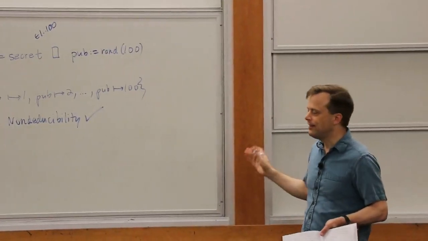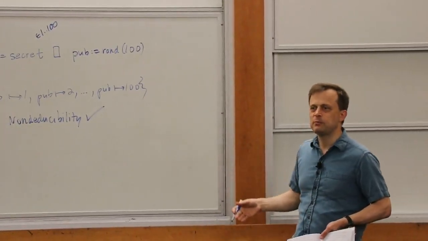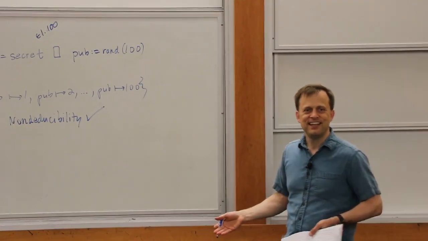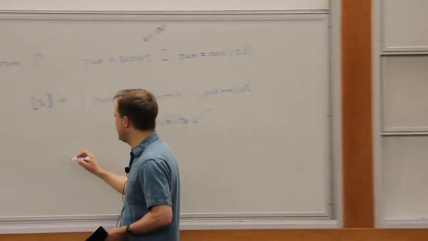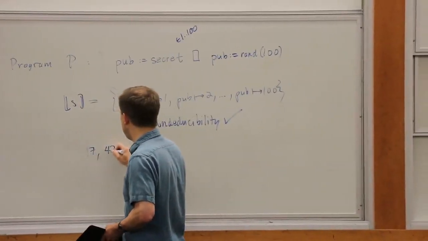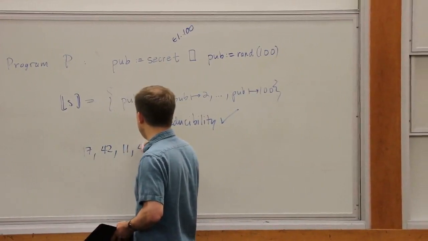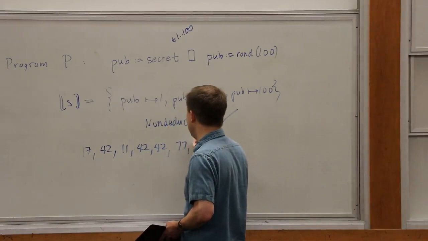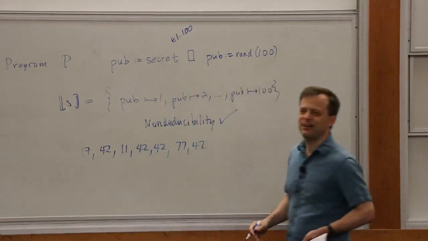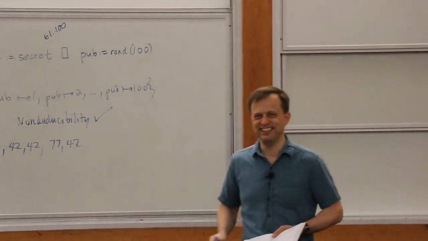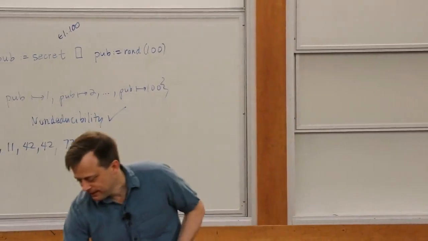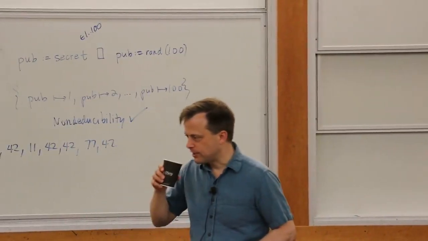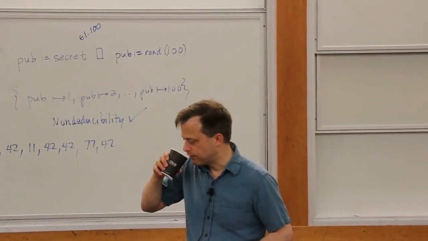Okay, but on the other hand, obviously, if you ran this program a whole bunch of times, and you saw a series of outputs like this, 17, 42, 11, 42, 42, 77, 40, right? You kind of know what secret was, right? So that's a sense in which non-deducibility is not really satisfactory.